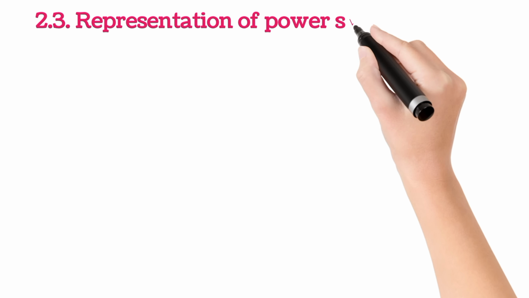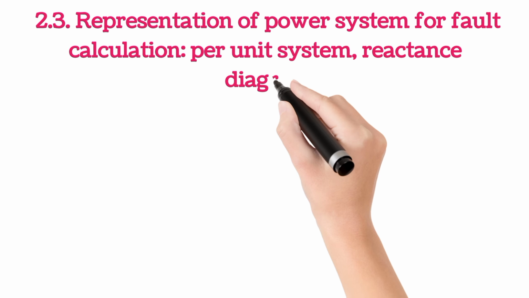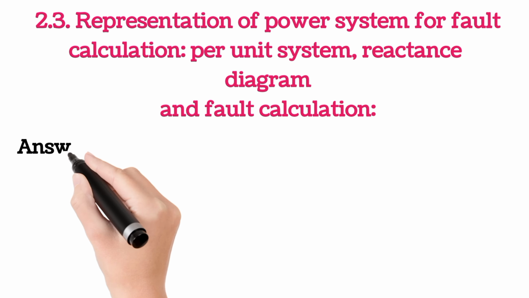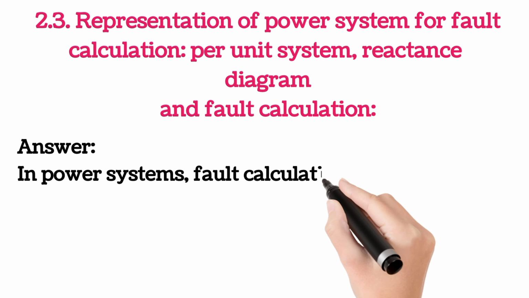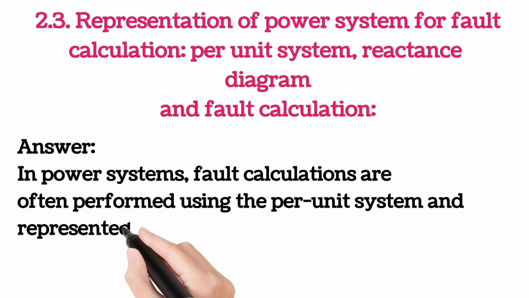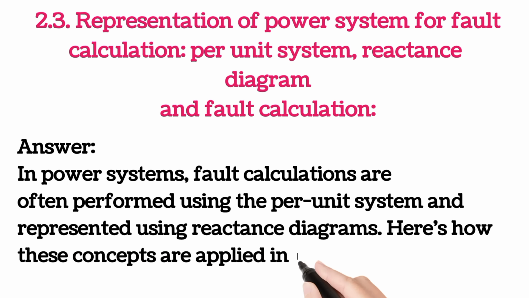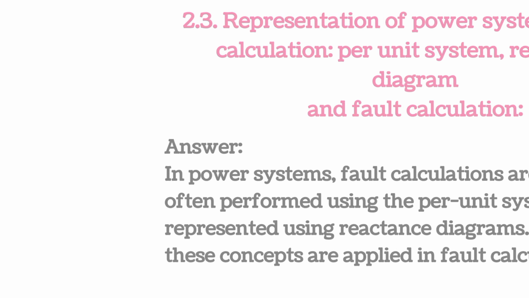2.3. Representation of power system for fault calculation. Per unit system, reactance diagram and fault calculation. Answer. In power systems, fault calculations are often performed using the per unit system and represented using reactance diagrams. Here's how these concepts are applied in fault calculations.